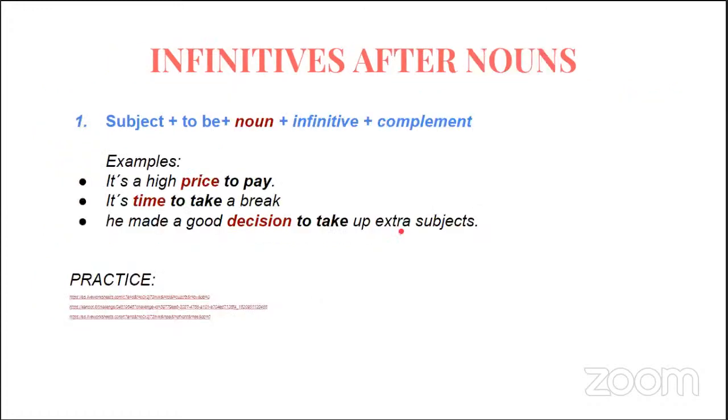Okay. And here, infinitives after nouns. We have the subject, verb to be, noun, infinitive, and complement. Examples. It's a high price to pay. The noun is price and then the infinitive. Subject, verb to be, noun, infinitive. It's time to take a break. Subject, verb to be, noun, infinitive, and complement.